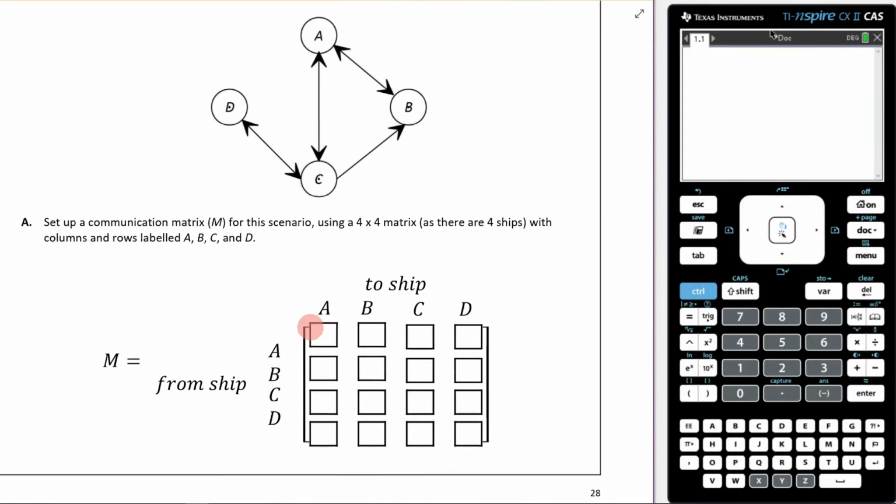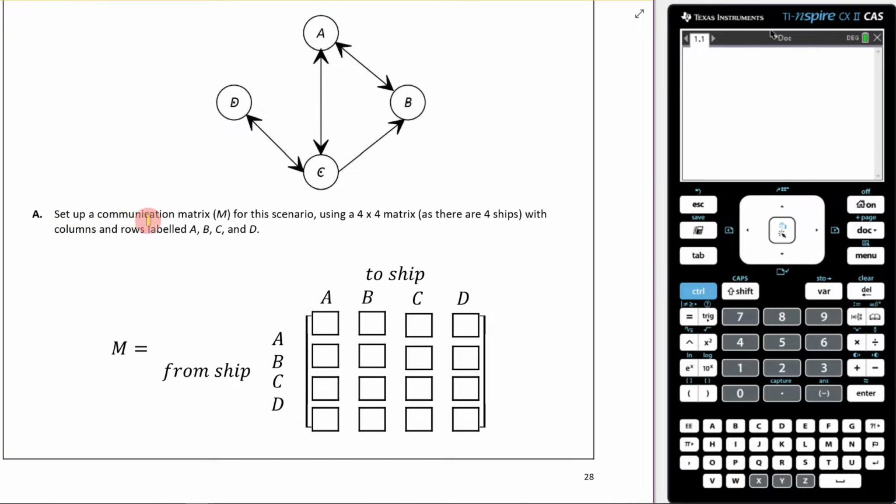Okay, so with that being said, it says: A, set up a communication matrix M for this scenario using a 4x4 matrix as there are 4 ships, with columns and rows labeled A, B, C, and D. Now, it's very important that we've been told that this is the from ship and this is the to ship. Okay, so let's now read through these and see if we can figure out where to put the zeros and ones.